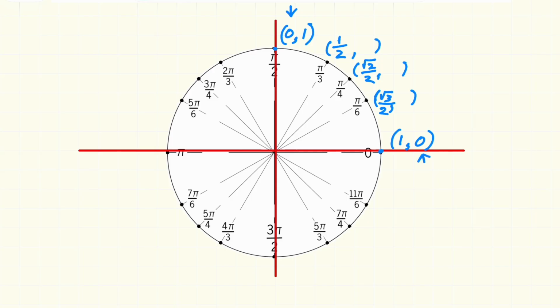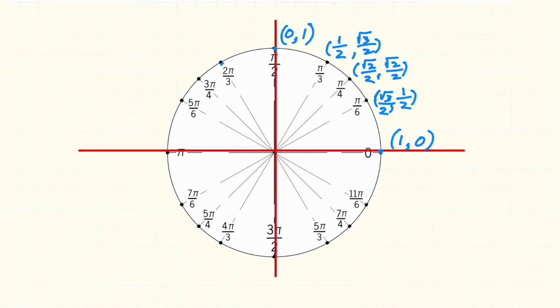And the y values follow that same pattern, just in the other direction. The square root of 0 over 2, then the square root of 1 over 2, the square root of 2 over 2, the square root of 3 over 2, and then the 1 is the square root of 4 over 2.